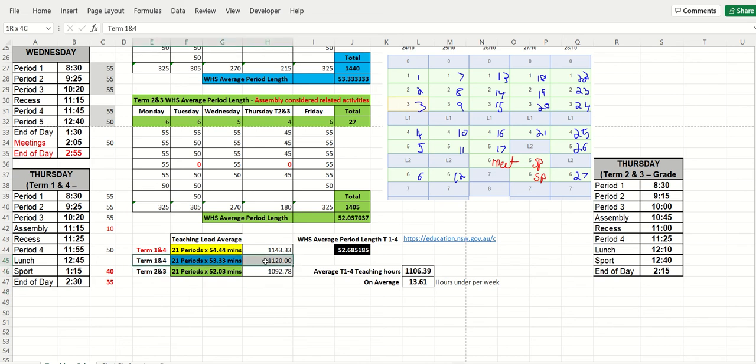In term 1 and 4, we are right on the award, like smack on perfect. Term 2 and 3, because of that shorter day, we're a little bit under. So what I did was I got the average between the two, so I'm assuming someone's going to teach for 4 terms, and it is slightly between that 53.3 repeater and the 52.037, and that gives you an average.